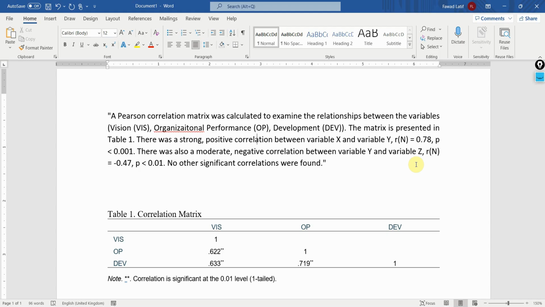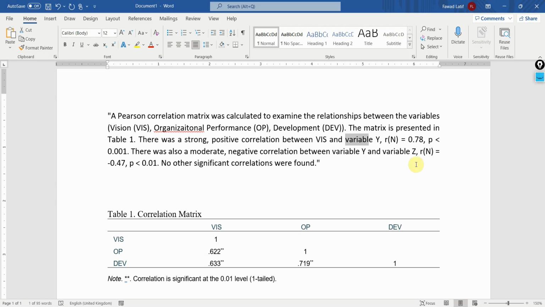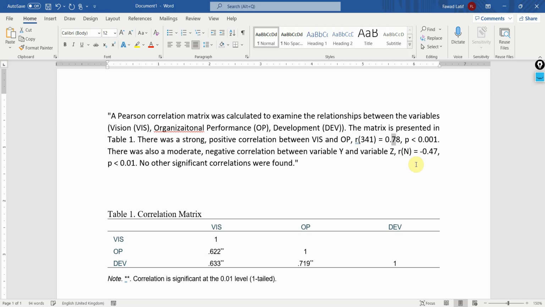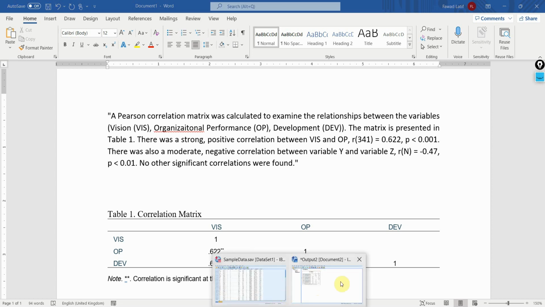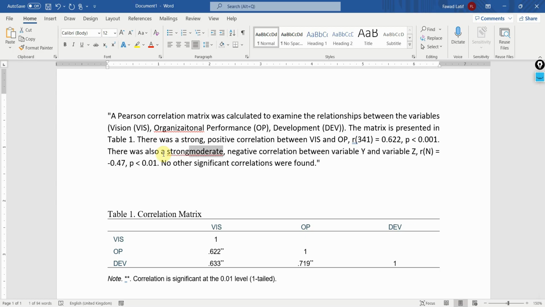The matrix presented in Table 1 shows that there was a strong positive relationship or correlation between, let's say, vision and organizational performance. So the sample size was this, R is 0.622 and the p-value was less than 0.001, which we can see in the original matrix here. Now there was a moderate. Again it was a strong, but if it was moderate we could write moderate, and again this was positive. If this would have been negative, we would have mentioned negative correlation between development and organizational performance. Again R 0.341.